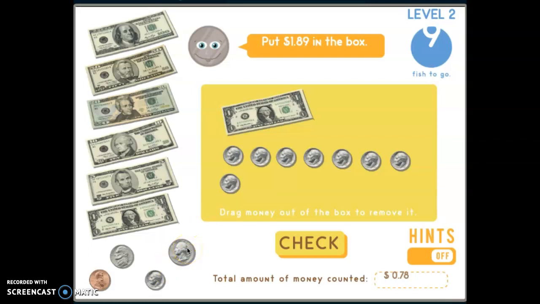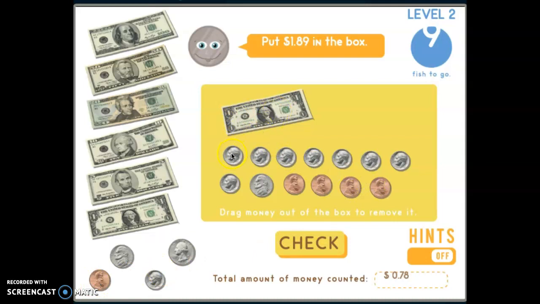Thumbs up, thumbs down. Good, thumbs down. I cannot add a quarter. It's too much money. It needs to be 9 more cents. How can I make 9 cents? Okay, let's try it. I know a nickel's worth 5. 5, 6, 7, 8, 9. Okay, let's check our math.